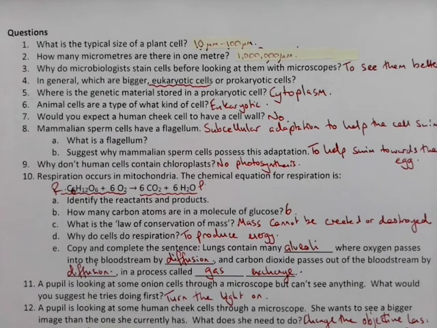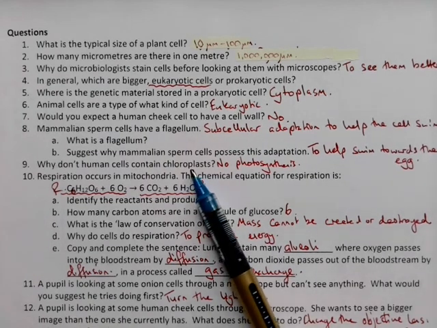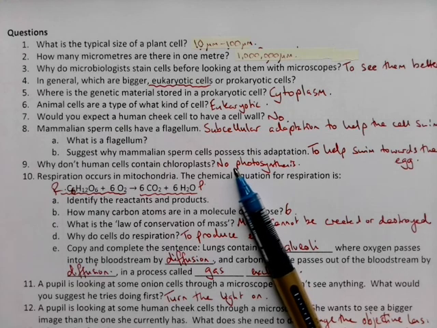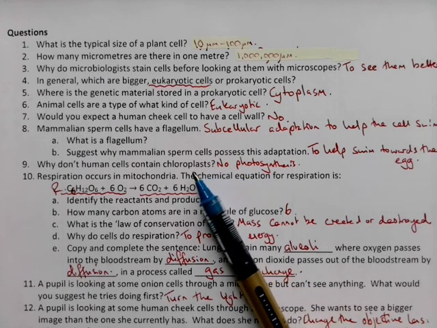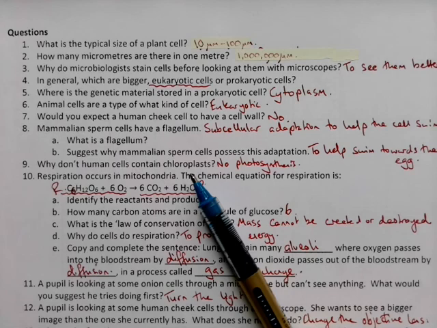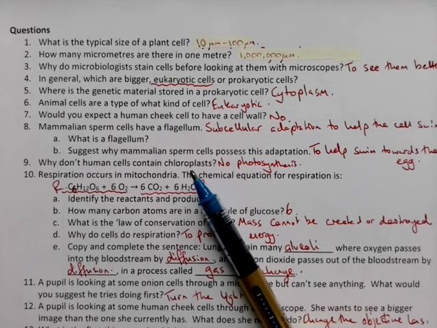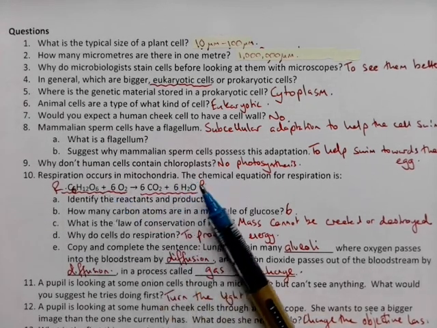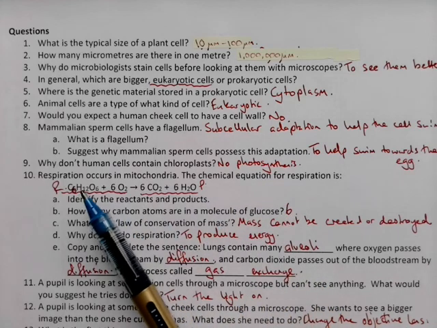Why don't human cells contain chloroplasts? That's because they don't do photosynthesis. Remember, chloroplasts is where photosynthesis happens, so if you don't do photosynthesis, you wouldn't have chloroplasts. Respiration occurs in mitochondria. The chemical equation for this is this.